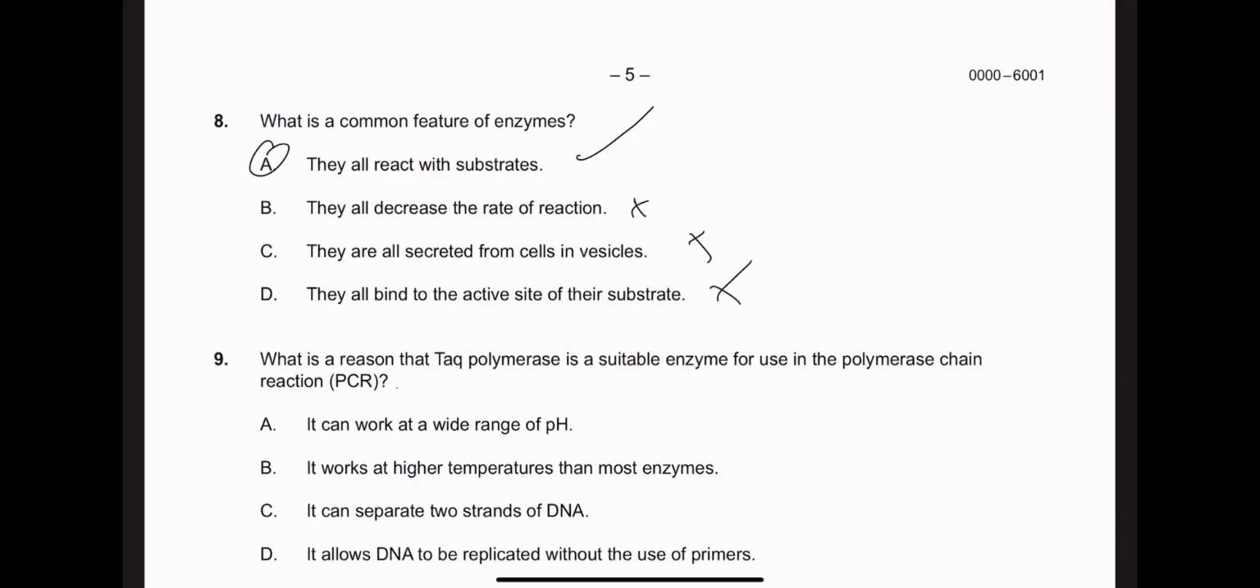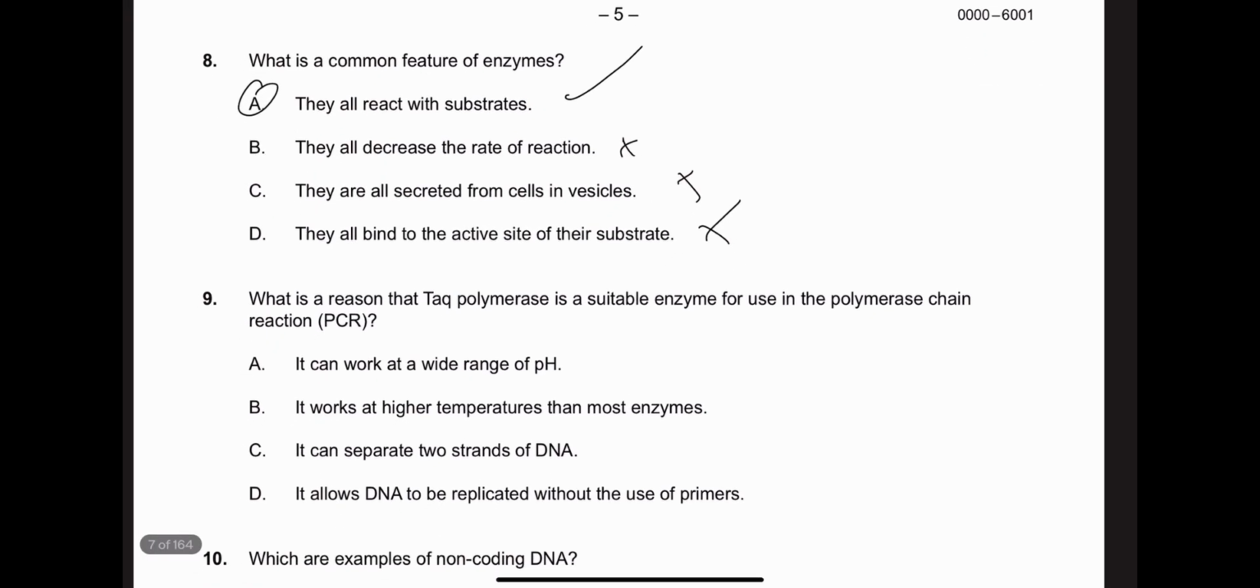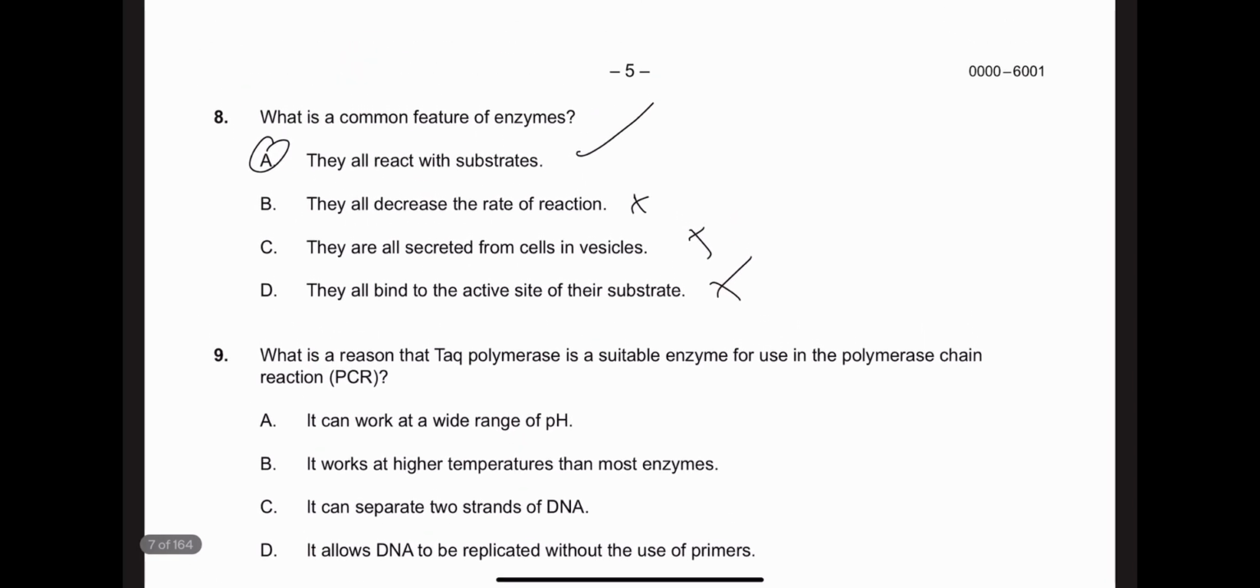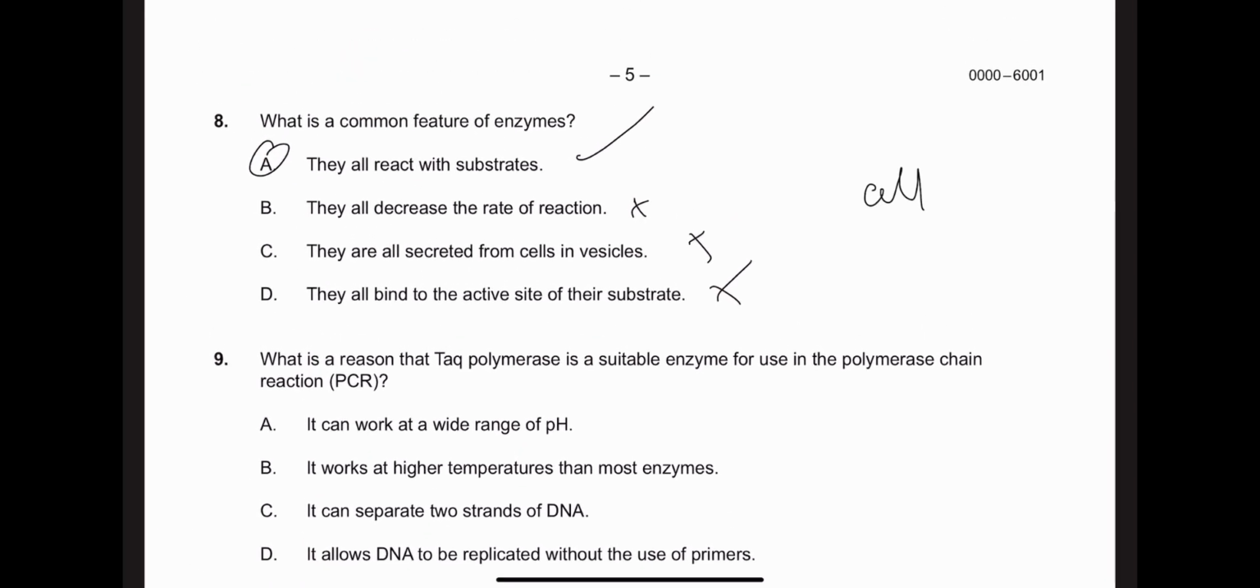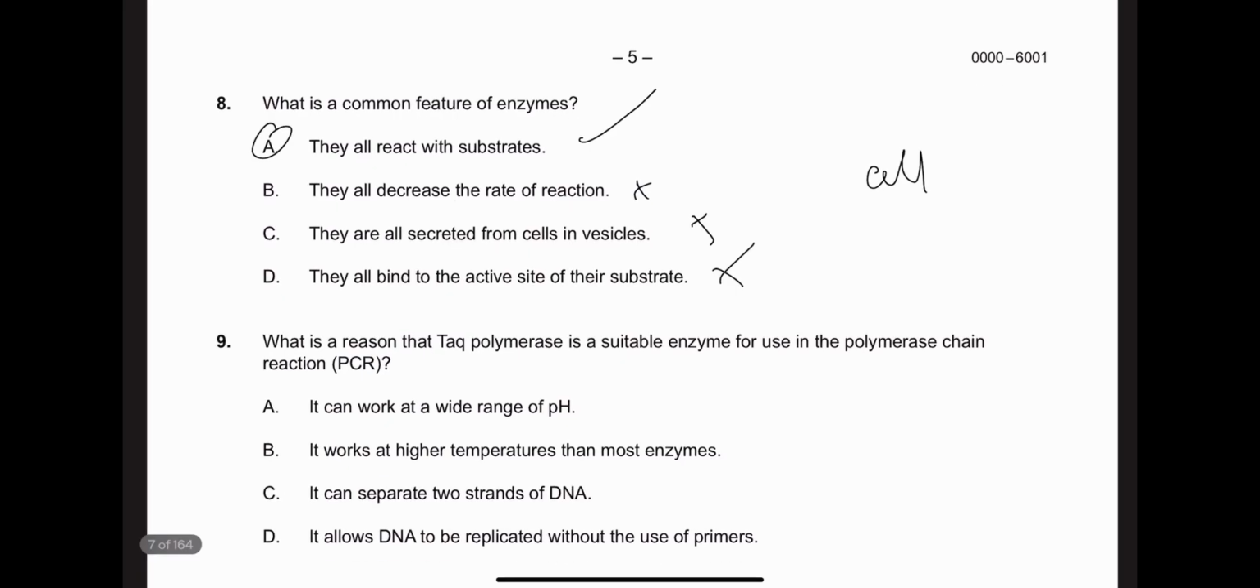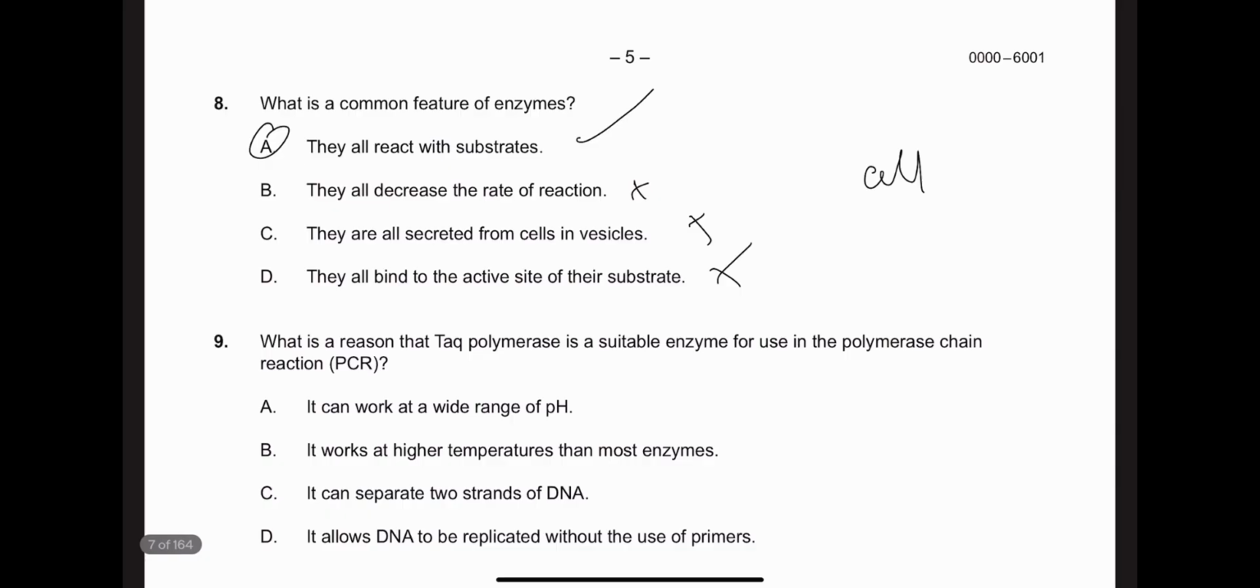C, I guess you could maybe get mixed up with, but you should know that not all enzymes are secreted from cells and vesicles. Generally, if a question uses the term all, it's using like a big umbrella term. It's very unlikely that all is going to be the case, except in the instance of A, where they all react with substrates, where it's something very obvious like that.